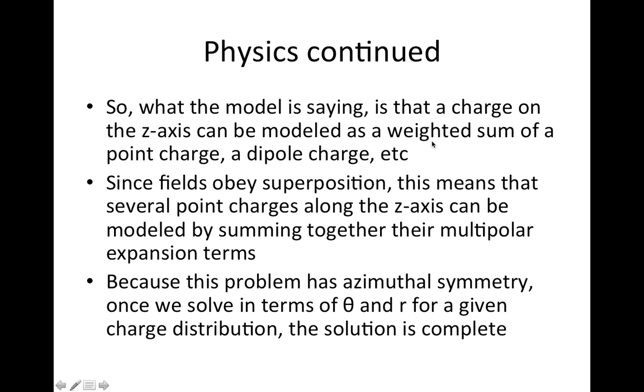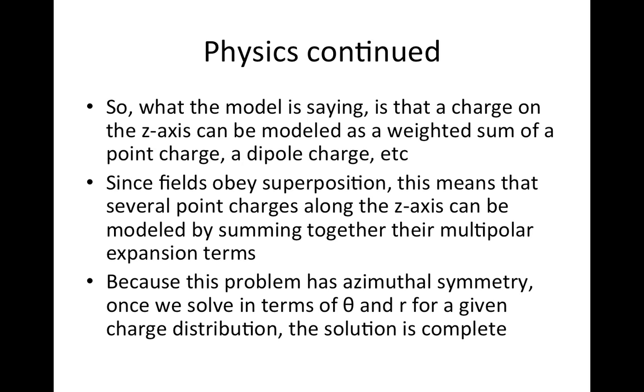So what the model says is that if you have some charge somewhere on the z-axis, you are basically modeling that as a weighted sum of the charge: the part of the potential that looks like a point charge, the part that looks like a dipole charge, and so on.